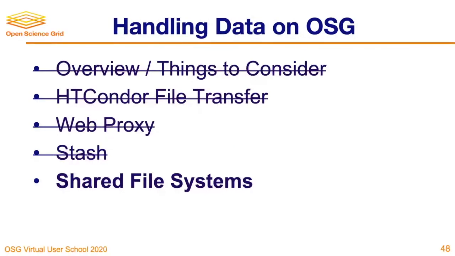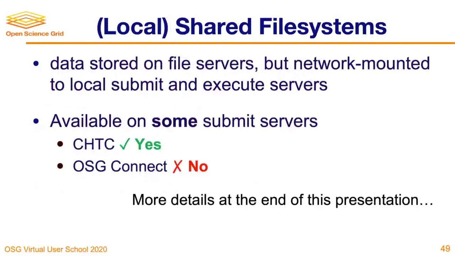The last thing we're going to talk about are shared file systems. These are really appropriate when you have anything larger than 20 gigabytes. So we're not going to get into too many details on shared file systems just because we are limited on time. But basically, these are network-mounted file servers, and they're generally available on local submit and execute servers. So that is available on some submit sites. So for instance, on CHTC, there is a shared file system called staging that you can utilize, but it is not available on OSG Connect as a whole.